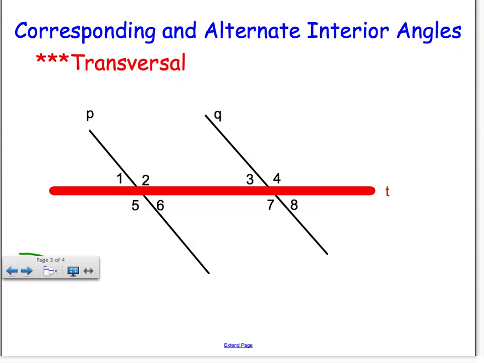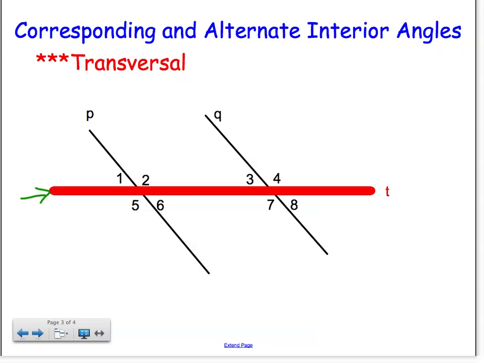All right, now we're talking about corresponding and alternate interior angles. The first thing I want to remind you of is the transversal. That transversal is a line that's going to cut two parallel lines in quarters or in halves, whatever it may be, okay? That transversal I marked in red because it's important that you understand the definition of that word.